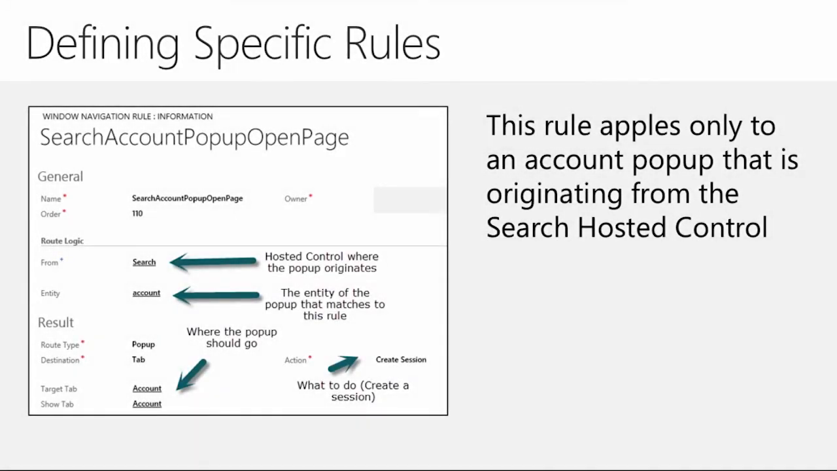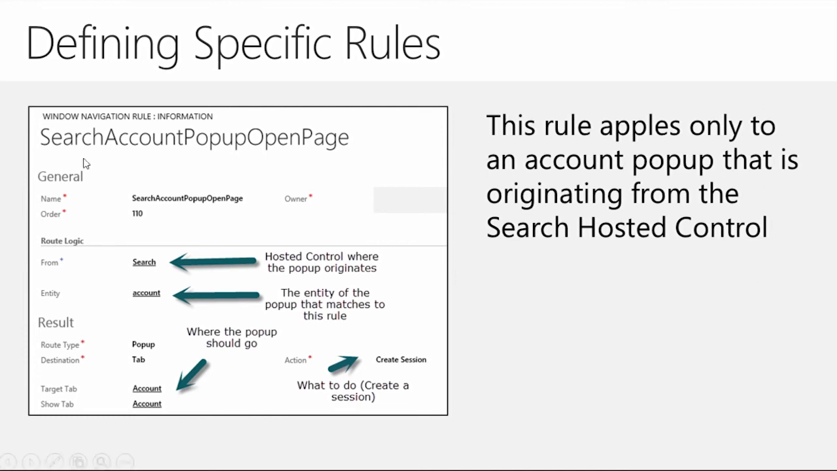So one of the things that I challenge you to do is to look at different implementation scenarios. What we've been talking about to this point have been very specific situations. So we have a rule that is going to apply in very specific scenarios. Like for example, this one. This particular rule is only going to apply on an account pop-up that originates from this search hosted control.